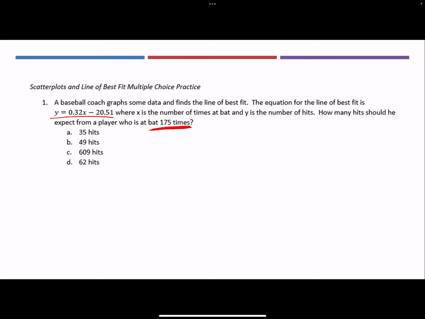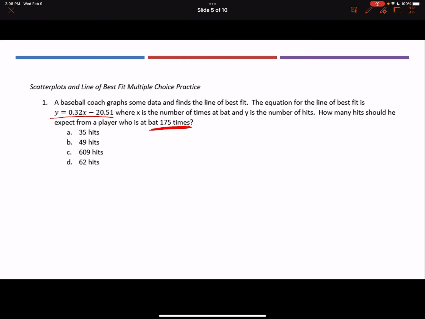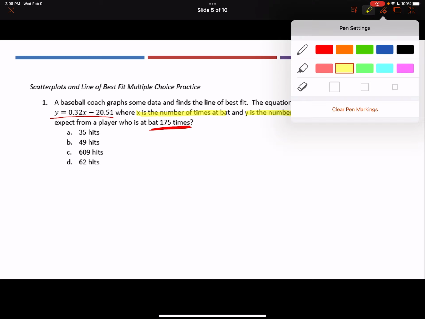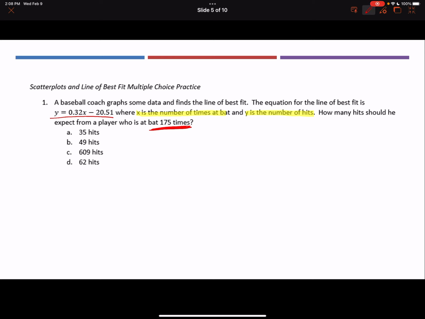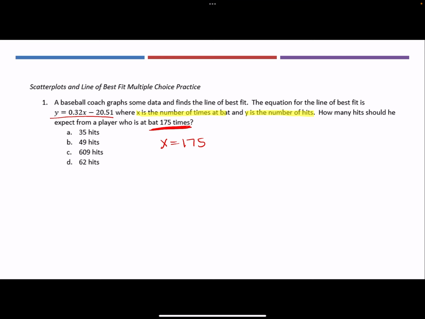So the person's at bat 175 times. Let's look how they define the variables for us. They said X is the number of times at bat, Y is the number of hits. So you have to think to yourself, is this X or is it Y? They're at bat 175 times, so X is 175. So we're going to take X and plug it in. So 175 in for X. And we're going to solve this equation for Y. So you're going to use your calculator.